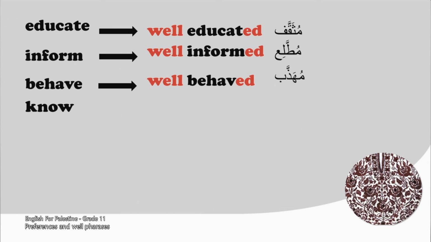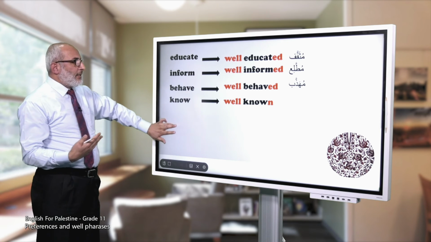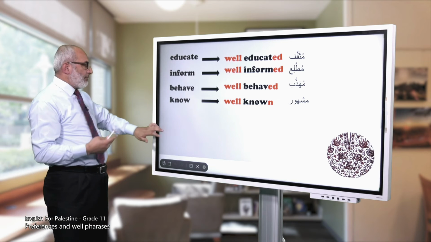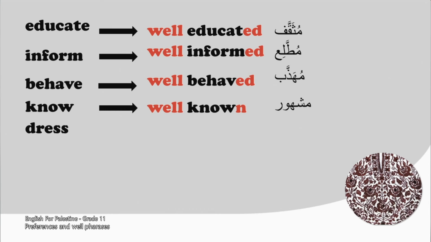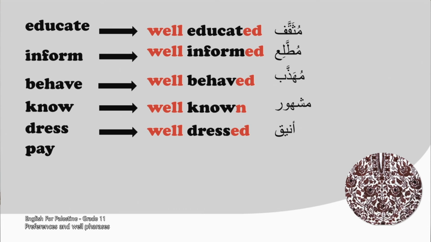Next, know. Well, and the past participle of know is known, well known. A famous person, a well-known person, mashhur or ma'roof. Next, we have address. Address is a verb. To make it an adjective with well, it becomes well-dressed. Well-dressed. Aniq, right?